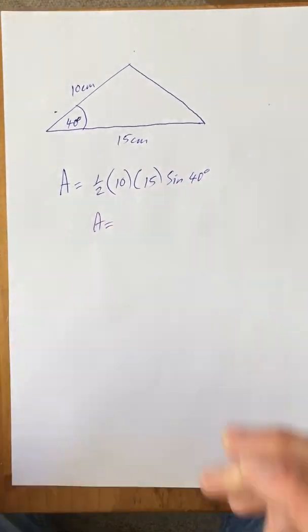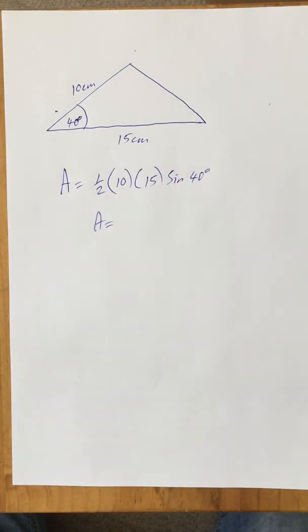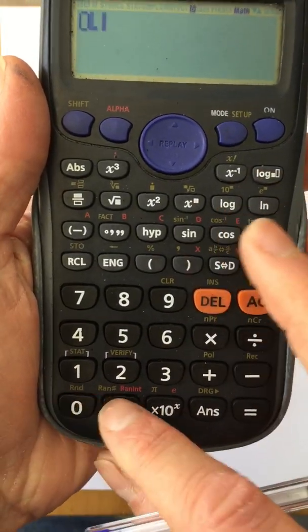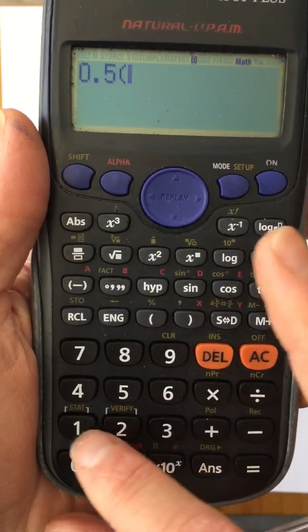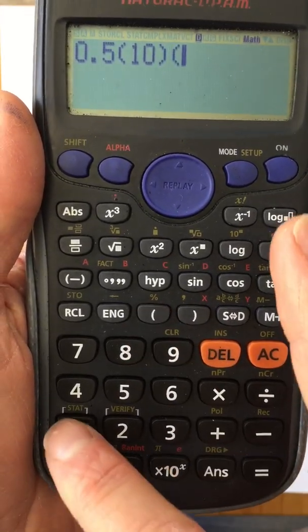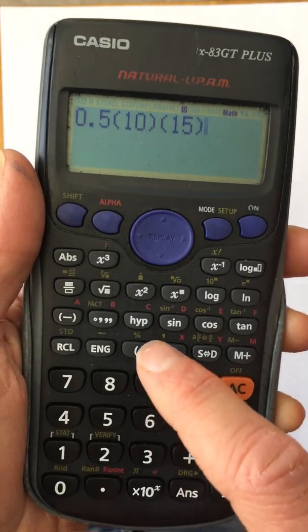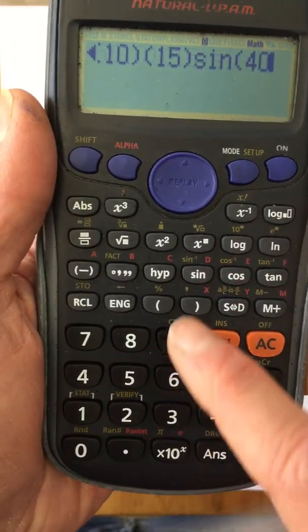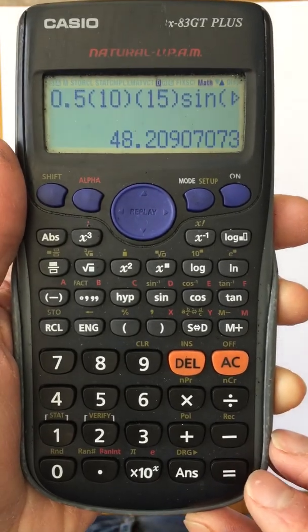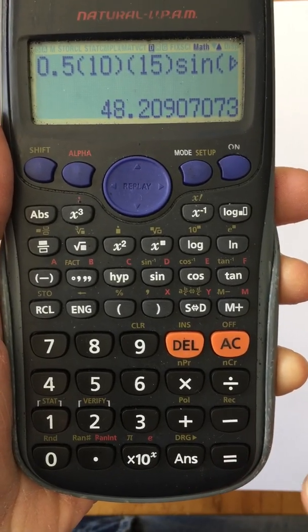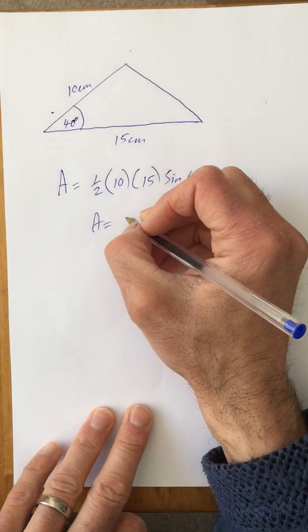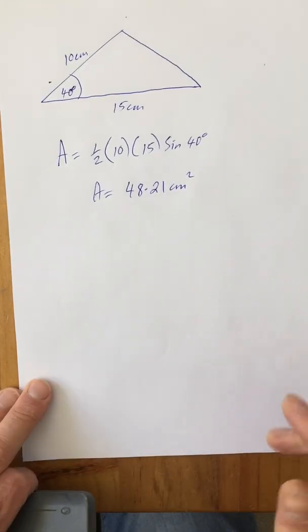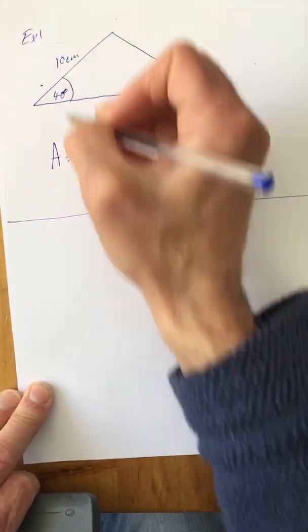And all we simply do is type this into our calculator. So make sure your calculator is on degree mode, and if I just type it here, it's going to be a half, which is 0.5 by the way, multiplied by the first arm, which is 10, multiplied by the second arm, which is 15, multiplied by sine, and I put the hug angle in, which is 40 degrees. Close my bracket and press equals, and up comes 48.209. Now to two decimal places that would be 48.21. So 48.21 centimeters squared. Let's do another example. So we call that example 1.